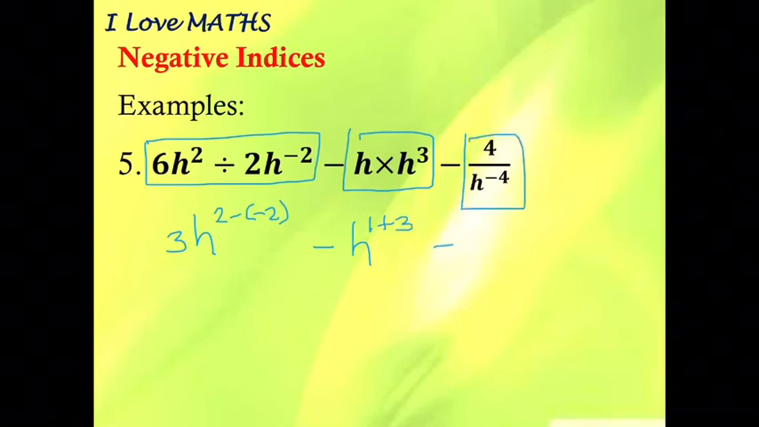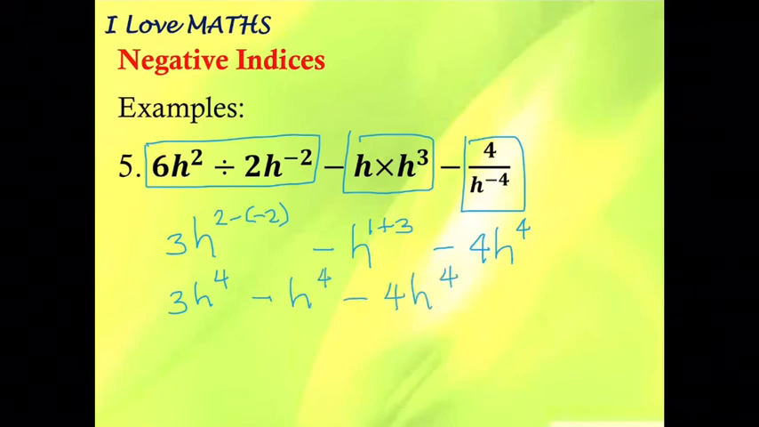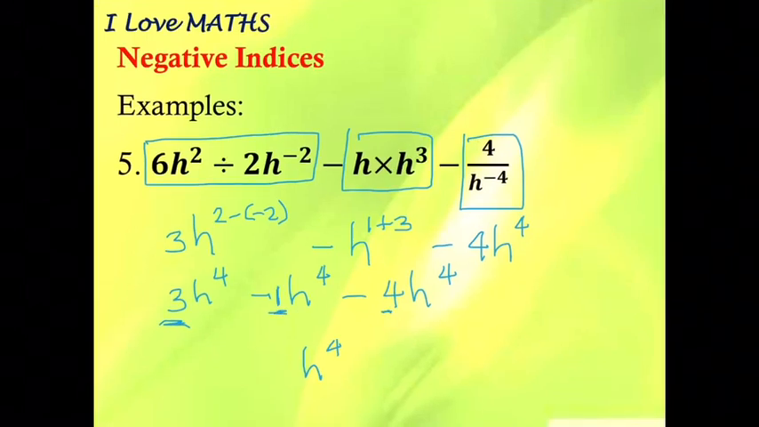And this one, our negative index is on the denominator. So bring it up on the numerator with 4. So 4. And then h and make the index positive 4. And then simplify. So it will become 3h to the power of 4 minus h to the power of 4 minus 4h to the power of 4. And you can now perform the operation subtraction. So these are all like terms. So copy the h4. And then 3 minus 1 minus 4. So the answer is negative 2h to the power of 4.